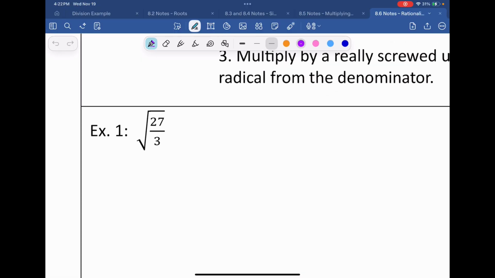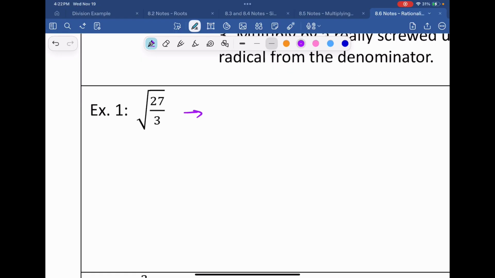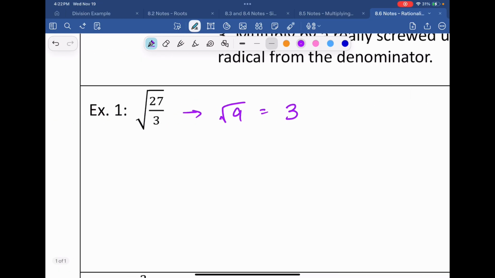All right, so I've got square root 27 over 3. I can reduce that, because 27 divided by 3 is 9. Okay, well, the square root of 9 is 3. I can do that. And I no longer have a radical in the denominator.